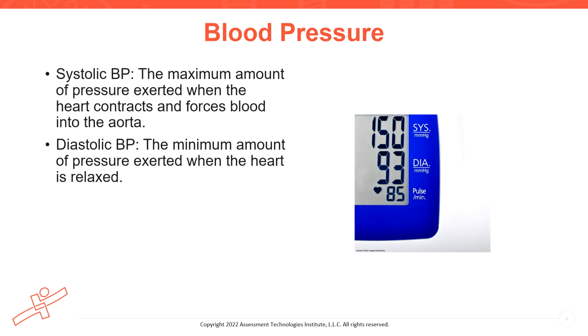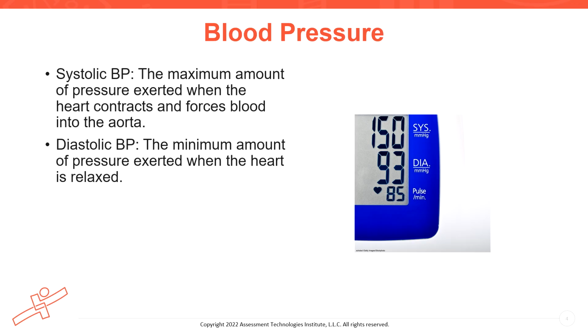Blood pressure measures the pressure exerted by the blood in the circulatory system. It's measured as a larger number over a smaller number. The top number is the systolic, the bottom number is the diastolic. So you'll always see the larger number on top. If you ever see a smaller number on top, that is incorrect. Systolic is measured at the maximum amount of pressure that's exerted when the heart contracts to force blood into the aorta. So when that blood is pushing. The diastolic is the amount of pressure exerted when the heart relaxes.